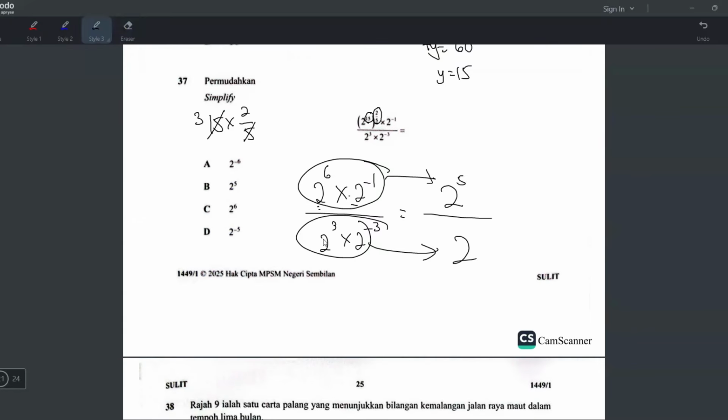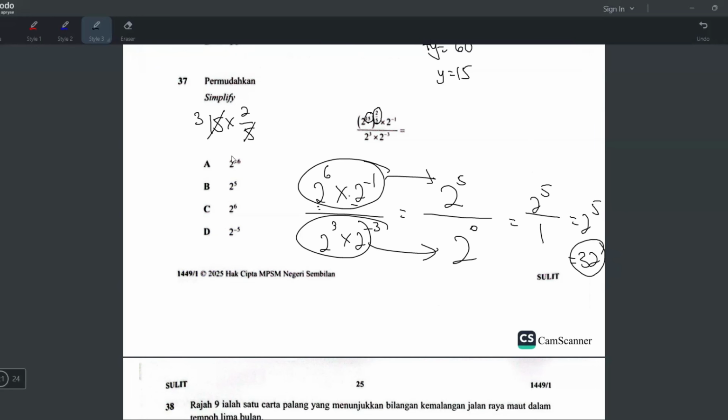Now, the bottom one is also the same base. Base 2 times base 2. So same base multiplied, we can add the powers. So it becomes 3 plus negative 3, which is 3 minus 3 is 0. And do you know what is 2 power 0? It is 1, because anything power 0 is 1. So you are just left with 2 power 5. And 2 power 5 is actually 32 if you press the calculator.